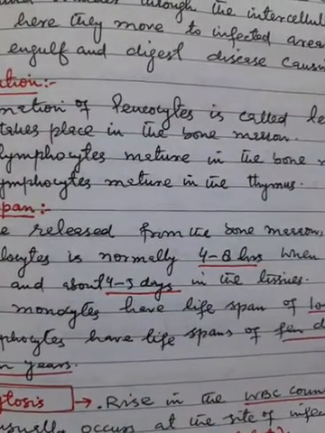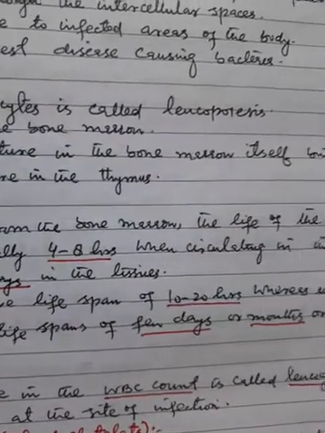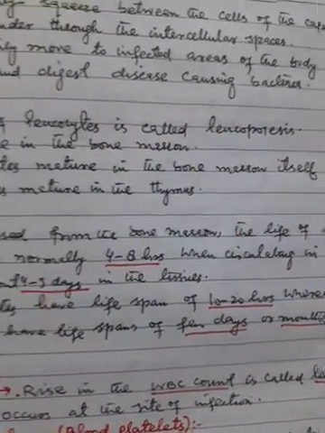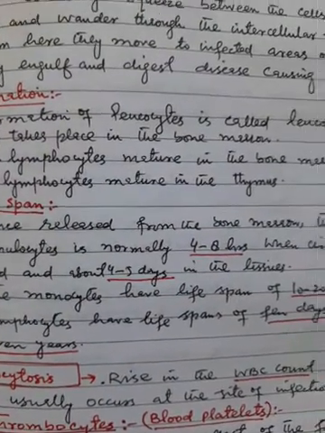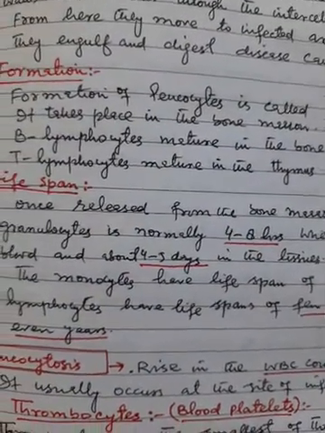Leukocytosis. Rise in the WBC count is called leukocytosis. It usually occurs at the site of infection.